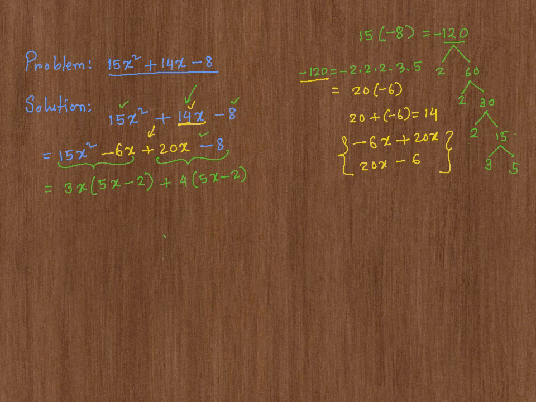Now please note that 5x minus 2 is common in both of these terms. So I could factor out 5x minus 2. Once I factor out 5x minus 2, in the first term I am left with 3x, and in the second term I am left with positive 4. And that's my answer. So if I factor this given trinomial, I should get 5x minus 2 times 3x plus 4. And that's your answer. I hope that this discussion was helpful. Thank you very much.